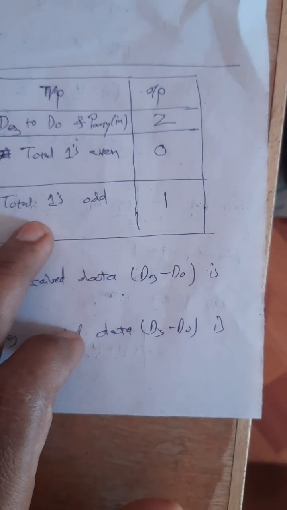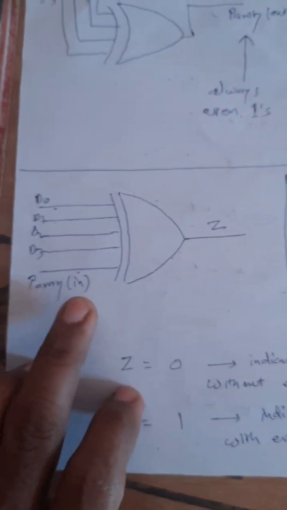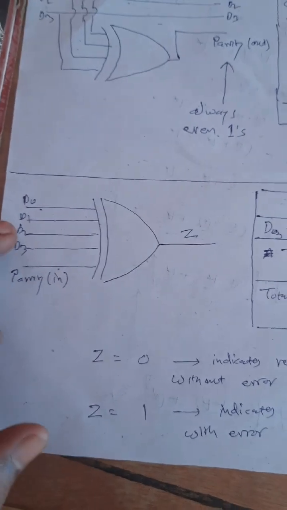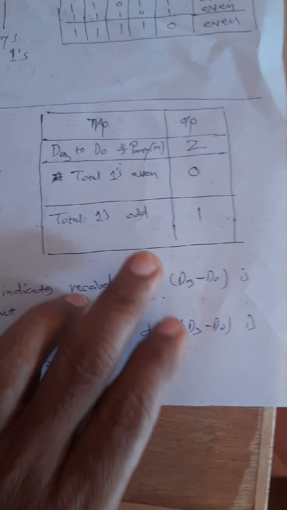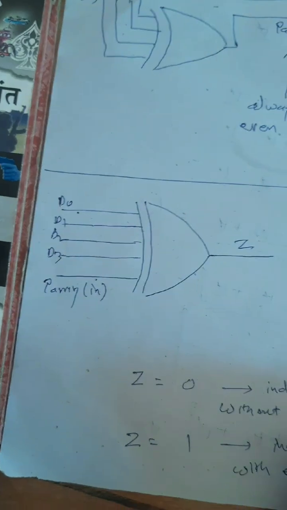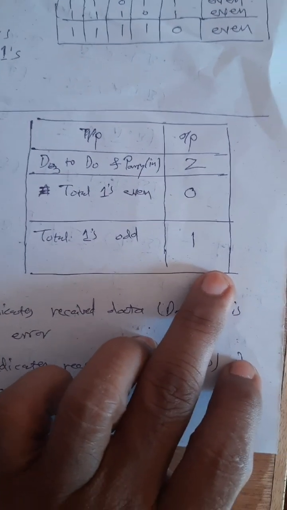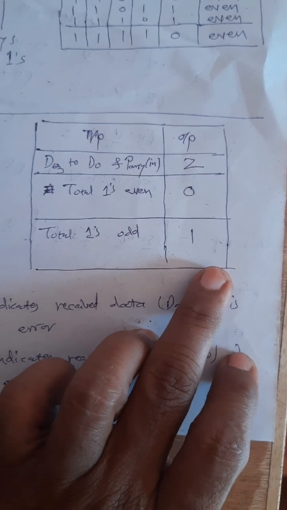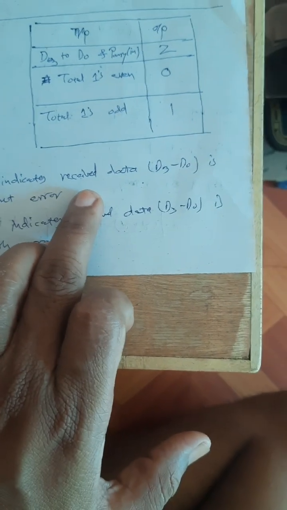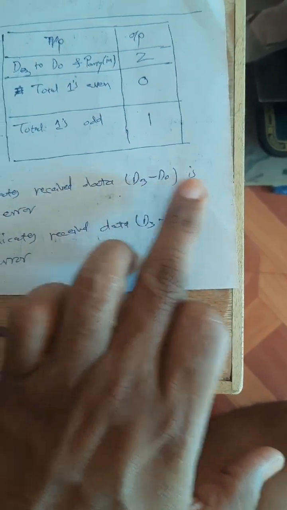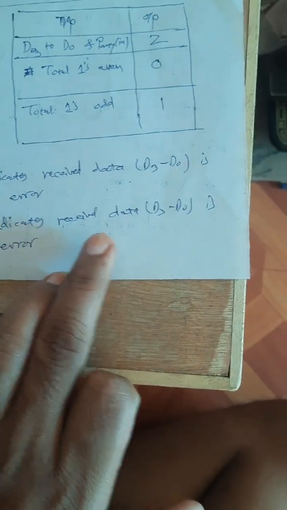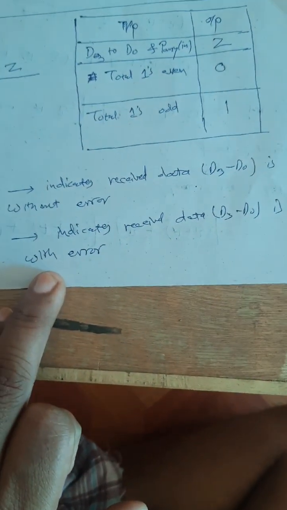But if the total number of ones is odd, that means there is a mistake. Either there is a modification in the parity bit or there is a modification in the data, and therefore the number of ones is odd, and the output of this 5-bit XOR gate will be 1, which indicates that there is an error. And therefore, as a conclusion, we can say that if Z is equal to 0, it indicates that the received data, that is D3 to D0, is without error, and if Z is equal to 1, then it indicates that the received data D3 to D0 is with error.